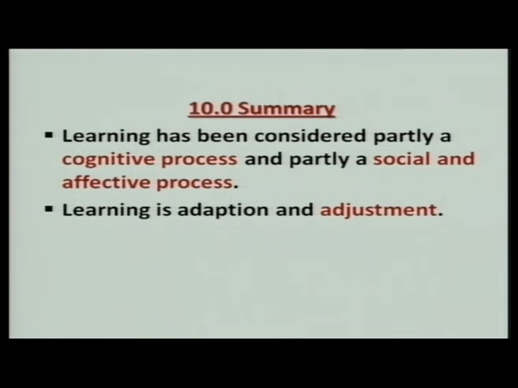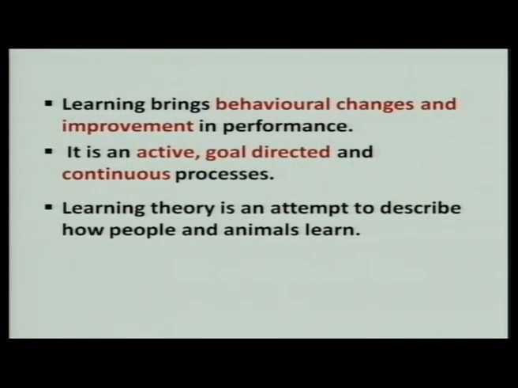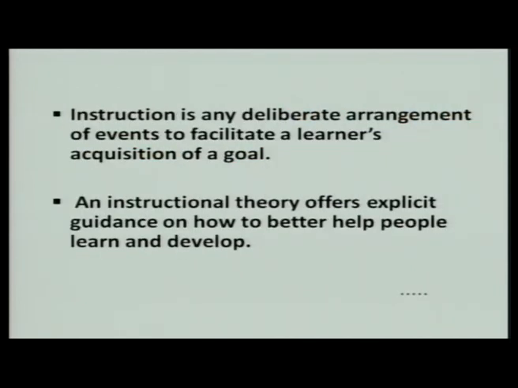Now, coming to the summary, learning has been considered partly a cognitive process, partly a social and affective process. Learning is adaptation and adjustment. Learning brings behavioral changes and improvement in performance. It is an active, goal-directed and continuous process. Learning theory is an attempt to describe how people and animals learn. Instruction is any deliberate arrangement of events to facilitate learners' acquisition of a goal, and instructional theory offers explicit guidance on how to better help people learn and develop.